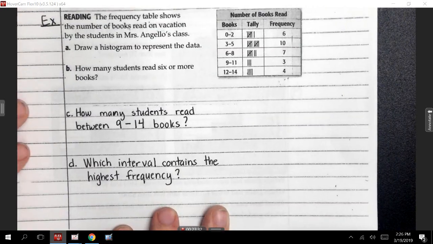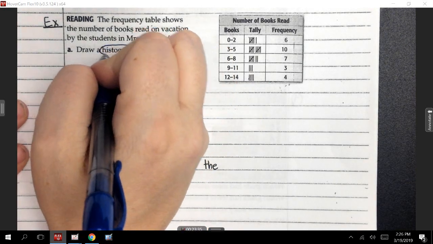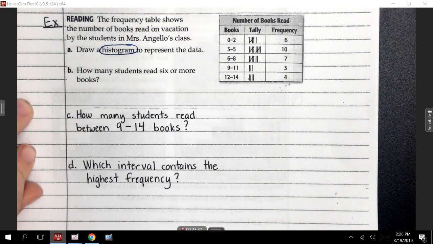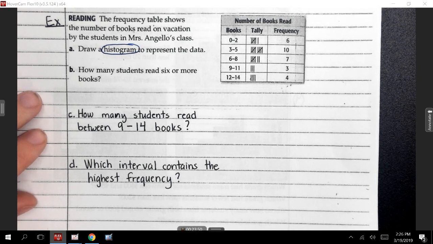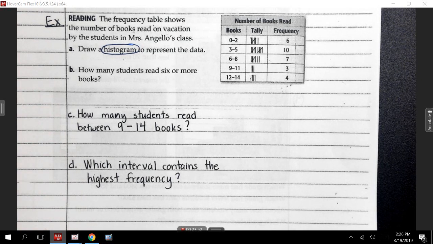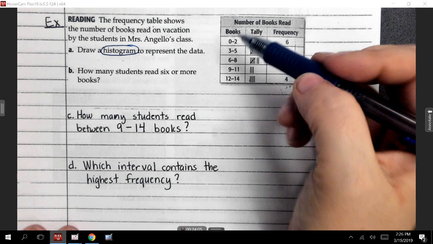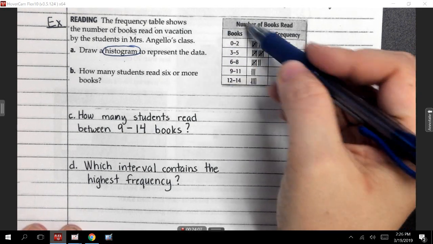Let's look down here at a histogram. When we're looking at histograms, number 1 says draw a histogram. A histogram looks a lot like a bar graph. The difference is that the bar graph has to be separated, and in a histogram, everything looks connected. A bar graph talks about one thing at a time, like each bar represents one number, one person, or one group of people, whereas a histogram is going to represent something called intervals.